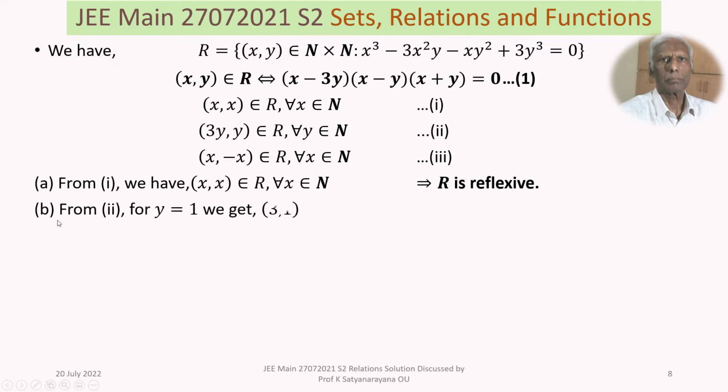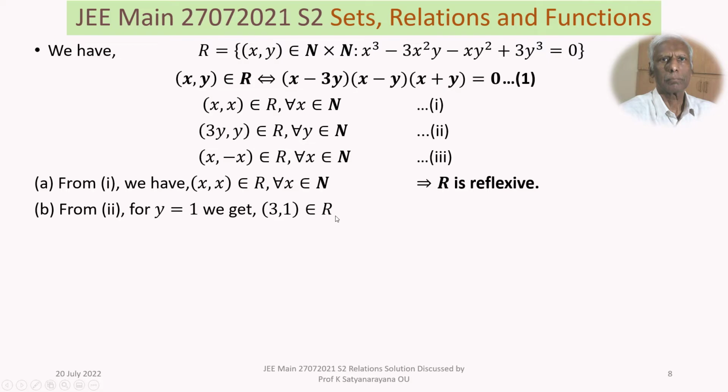Now, B, from this, put y is equal to 1. Then it will be (3, 1) belongs to R. Yes. Now, we want to see whether (1, 3) also belongs to R, at least in this case, but it should be true. Whenever (x, y) belongs to R, (y, x) must belong to R, true for all x and y belongs to N, then only it is called symmetric. Now let's see for this.